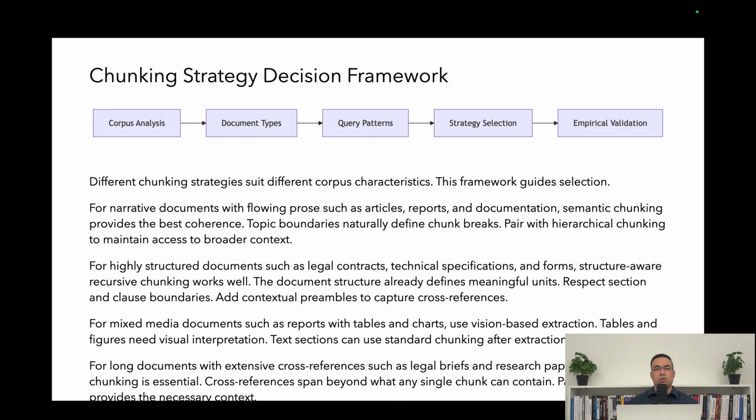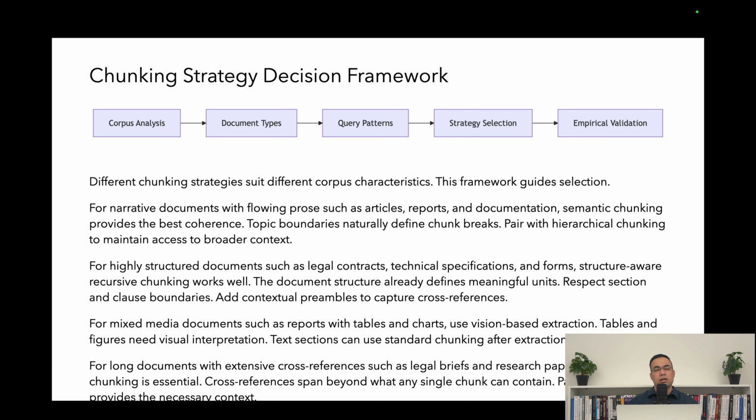Let's talk about how to choose the right chunking strategy for your corpus. Different chunking strategies suit different corpus characteristics. Here's a decision framework. For narrative documents with flowing prose such as articles, reports, and documentation, semantic chunking provides the best coherence. Topic boundaries naturally define the chunk pairs. Pair it with hierarchical chunking to maintain access to broader context.